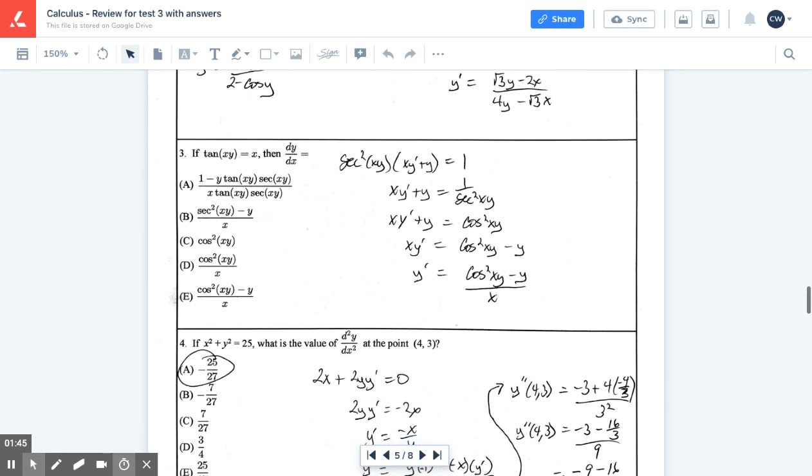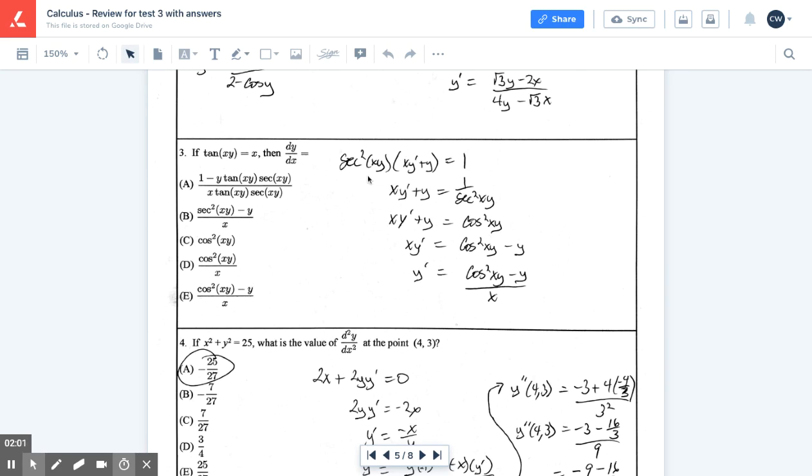Okay, same thing on number three, implicit differentiation. So the derivative of tangent is secant squared. The inside stays the same. Then the derivative of the inside: first times the derivative of the second plus the second times the derivative of the first. And the derivative of x is 1.